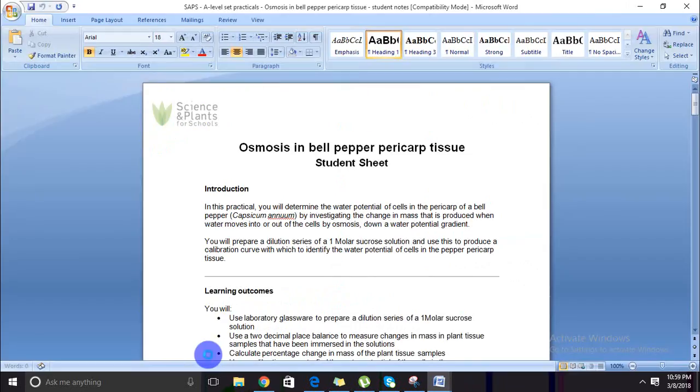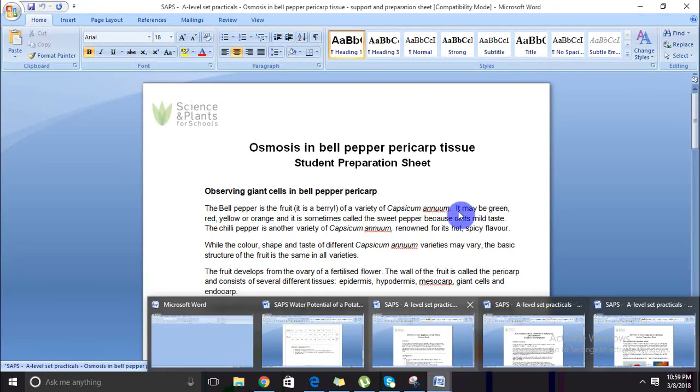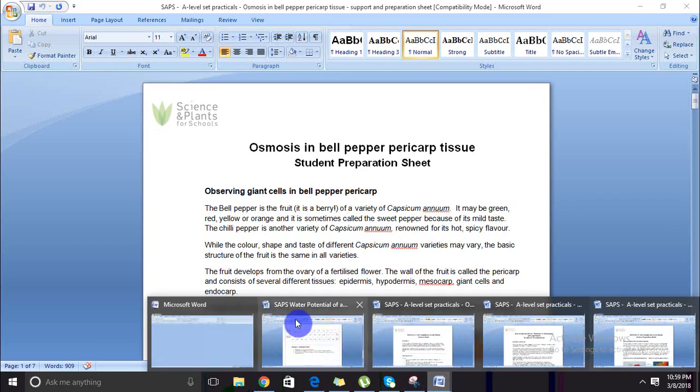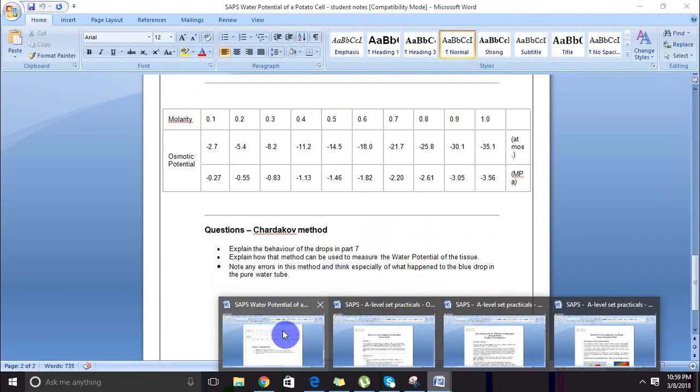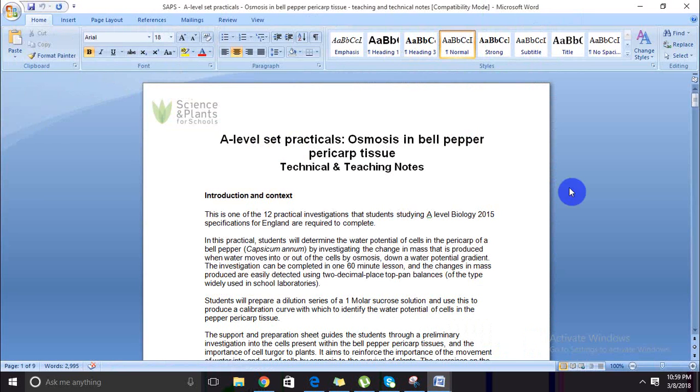And this is a similar experiment, not quite the same, but has to do with osmosis, the bell pepper one, observing giant cells. So which one should we start with? Technical and teaching.